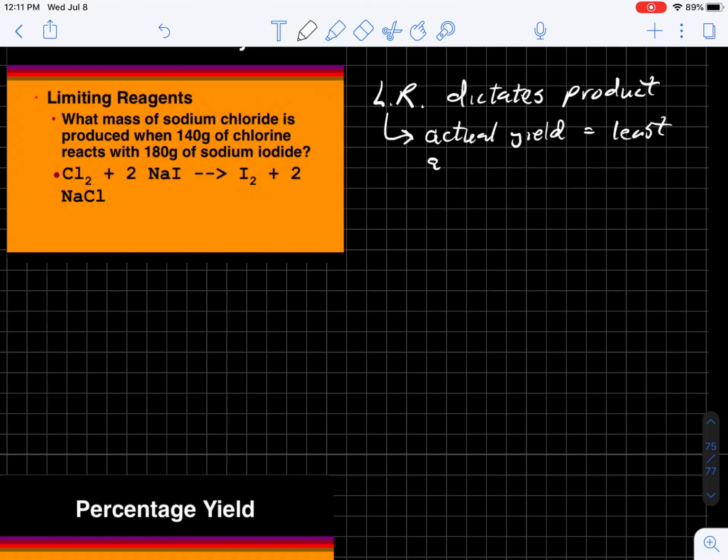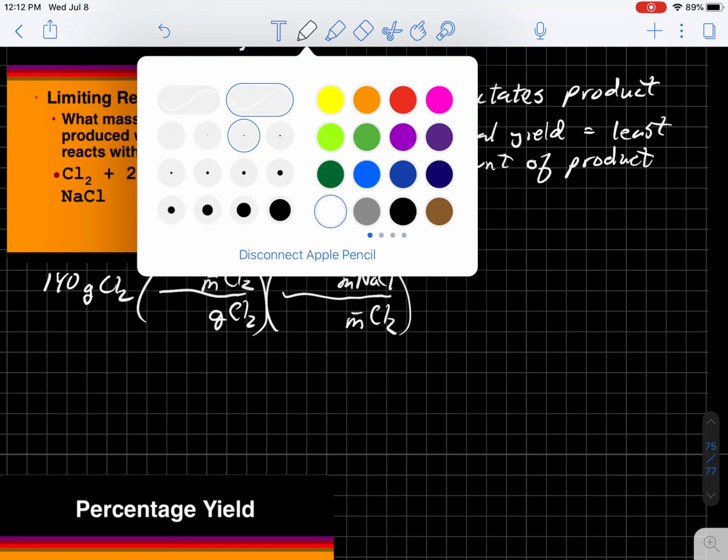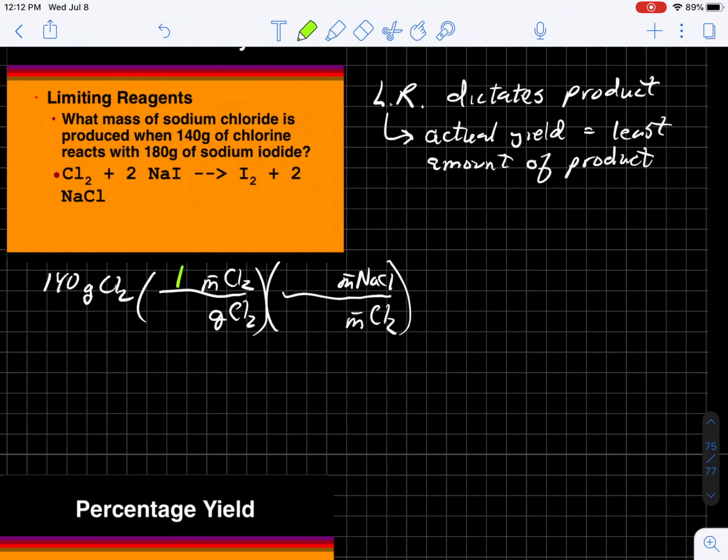So actual yield equals least amount of product. We're going to do this stoichiometry for both of these. We're going to do 140 grams of chlorine and figure out how many moles of product we get. So, set up our fraction, convert that to moles, and then from there we can use the balanced equation to go from moles of chlorine to moles of our sodium chloride product.